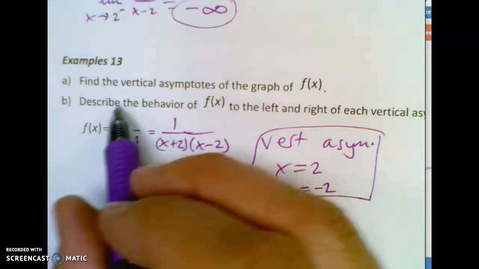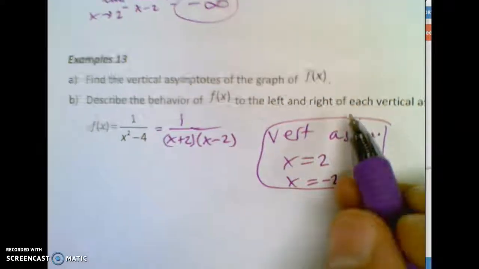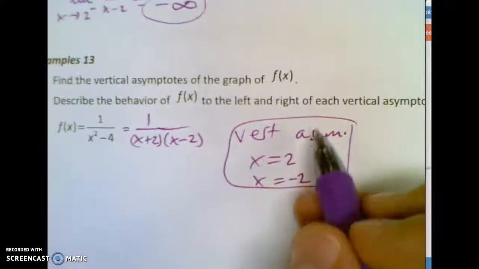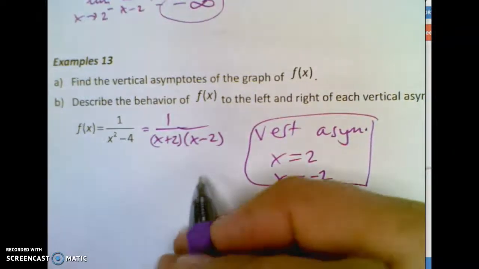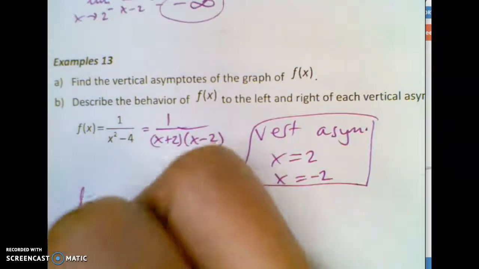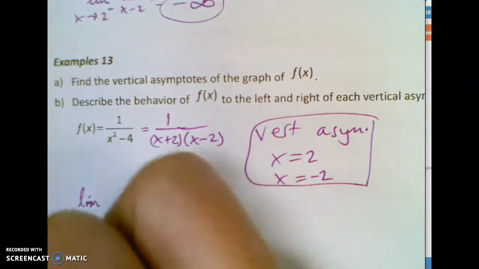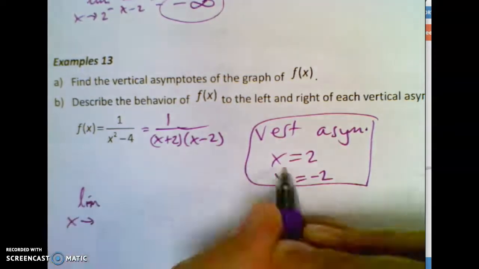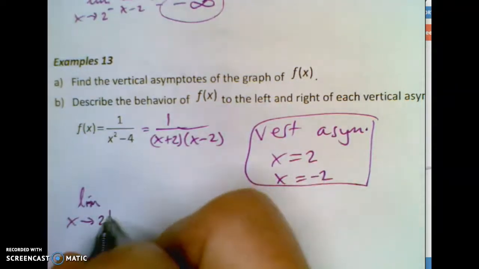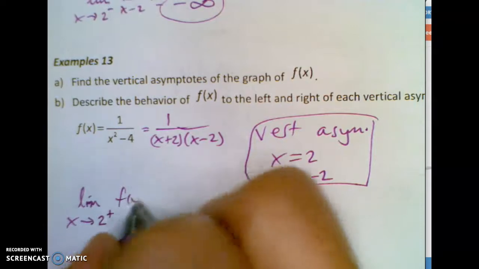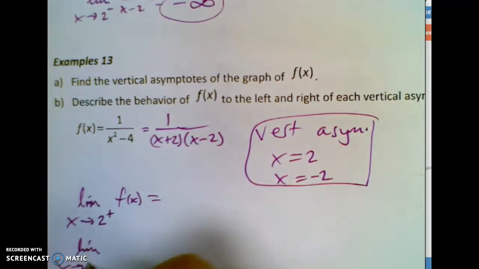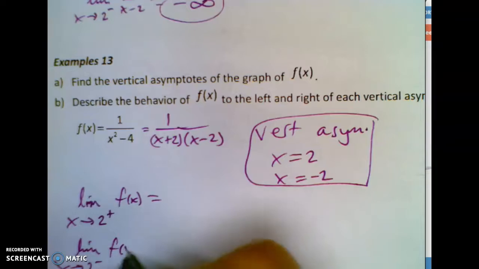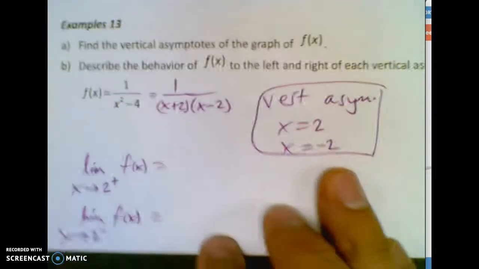And then I'm supposed to describe the behavior to the left and right of each vertical asymptote. And that's hard to do without a calculator. You can do it in your brain. You can do the limit. I mean, it depends if you like using your brain or not. Let's just do this first one. The limit as x approaches 2 from the right, and the limit as x approaches 2 from the left. We'll look at the graph in a second, but I want to see if your brain works.